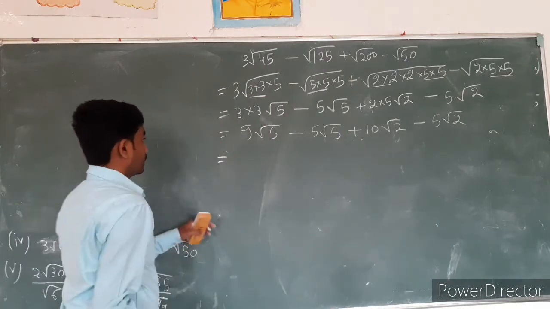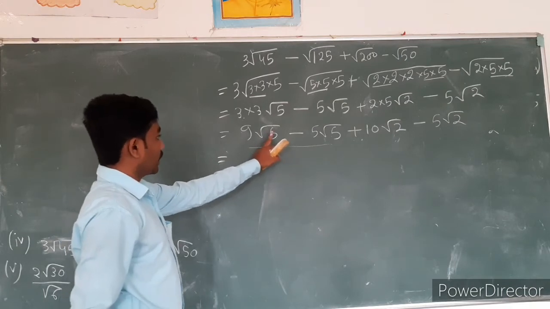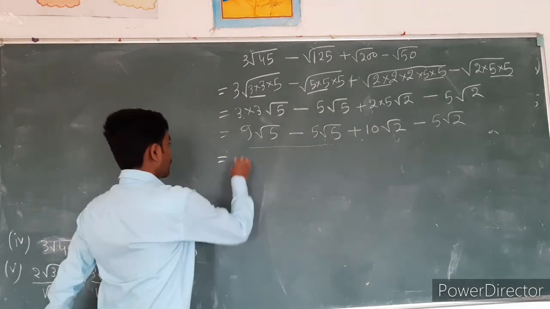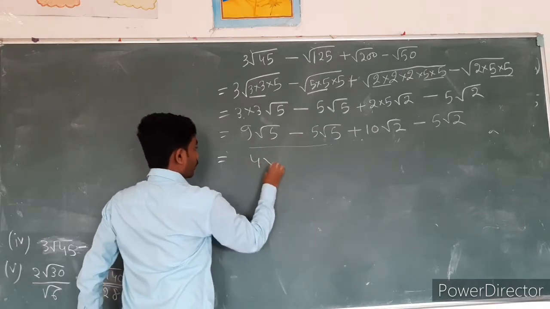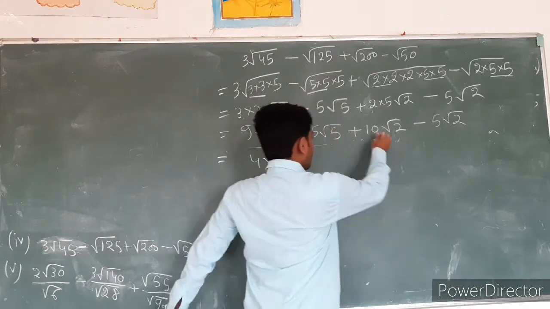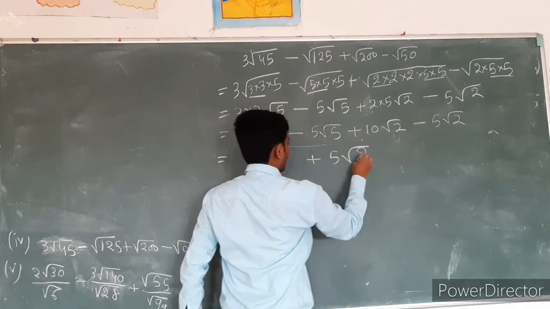So simplify first two because both are root 5. 9 root 5 minus 5 root 5. 9 minus 5 is 4 root 5, and both are 10 minus 5 root 2.